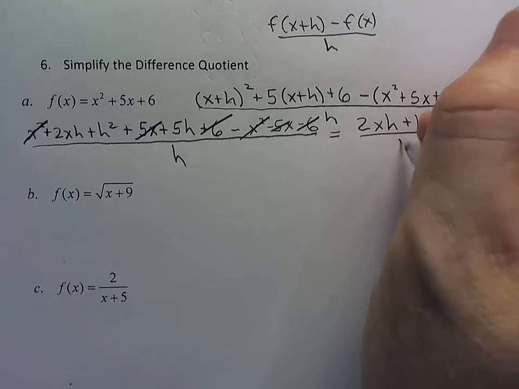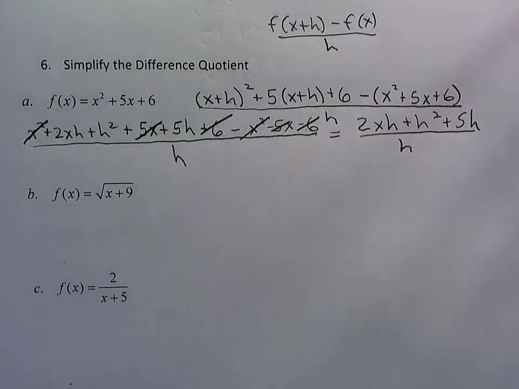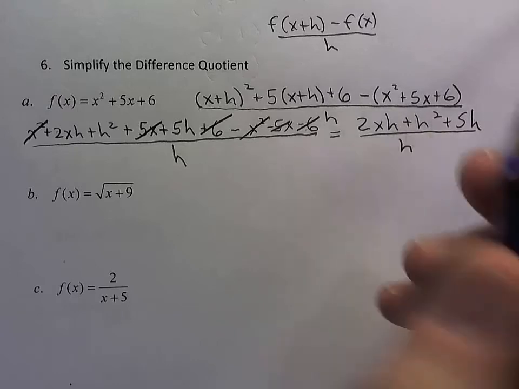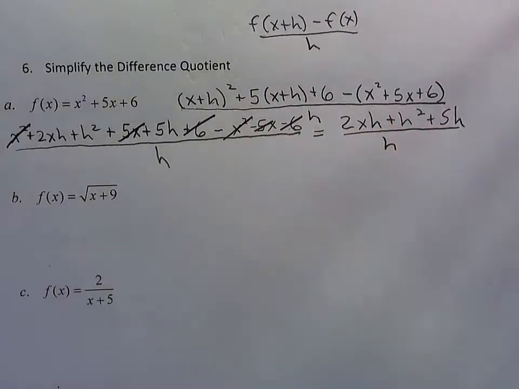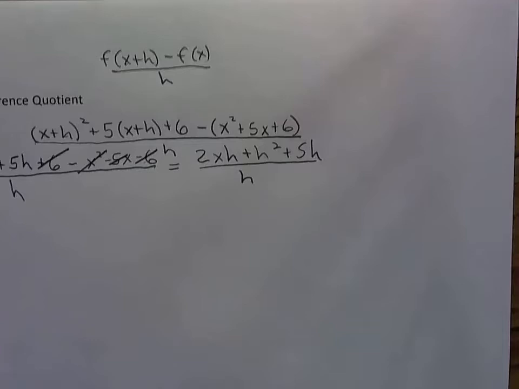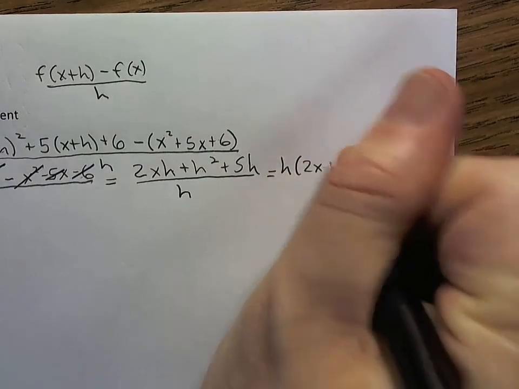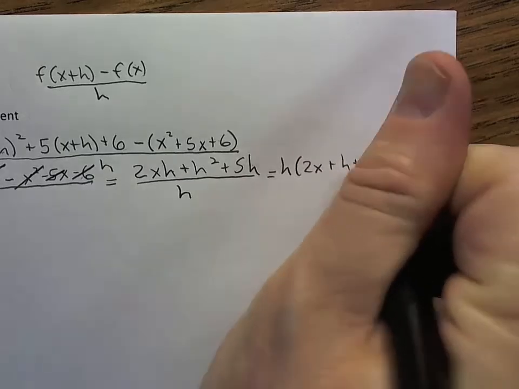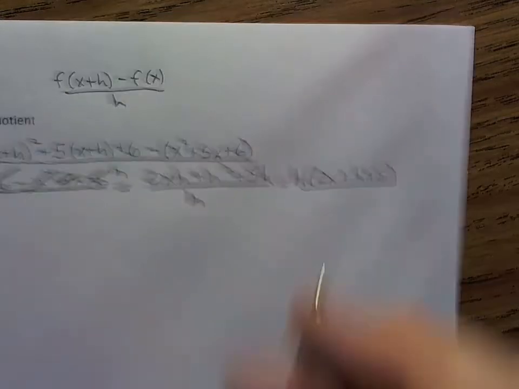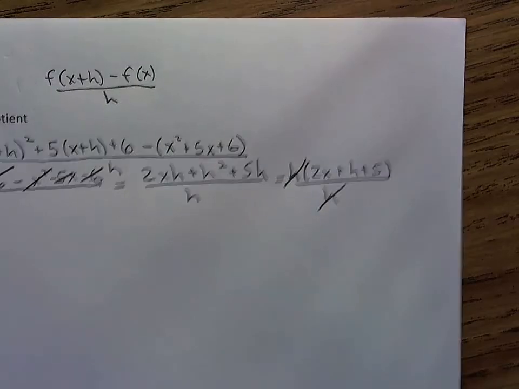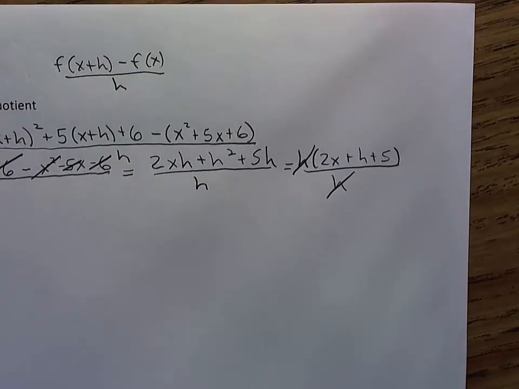Okay, I'm trying to squeeze all of this in. But there it goes. Now, you notice an h. You've got an h in each one of these. So I can factor out the h. Let me move this over a little bit. And here's what I get. I get h times 2x plus h plus 5. The h is canceled.